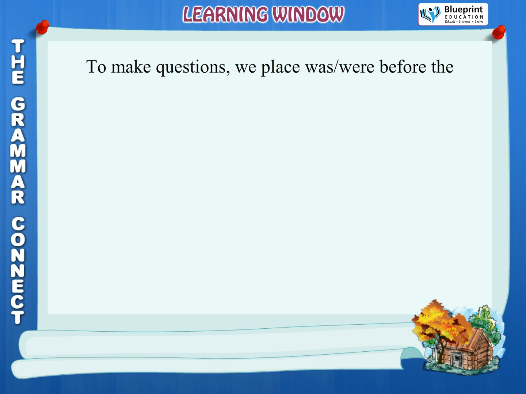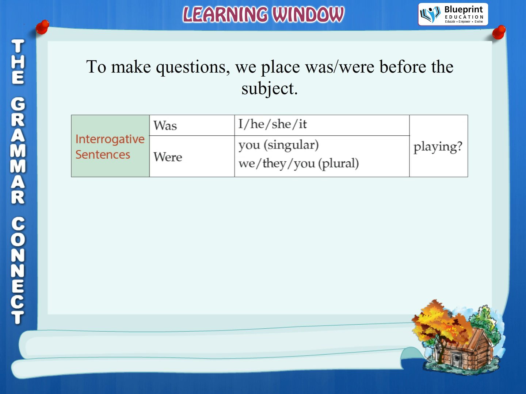To make questions, we place was, were before the subject. Interrogative sentences: Was I, he, she, it playing? Were you singular playing? Were we, they, you plural playing?